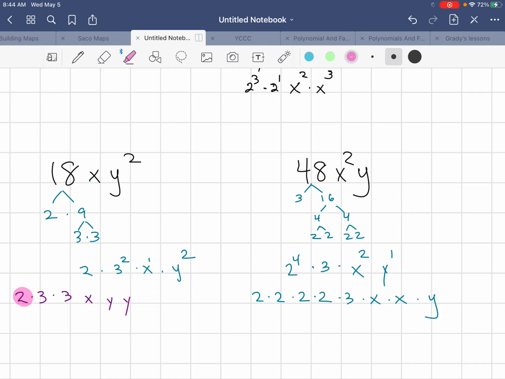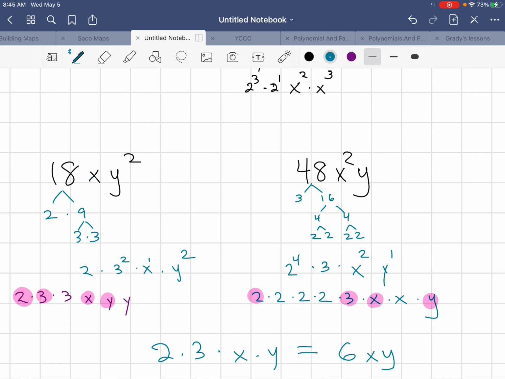So there's 1, 2 here, matching up with 1, 2 there. I'm going to take this 3 with this 3. I have an x here, an x there. I have a y here, I have a y there. So each of those highlighted numbers occurs once in the GCF. So we have 2 times 3, which is 6, and the x times the y, which is just xy.